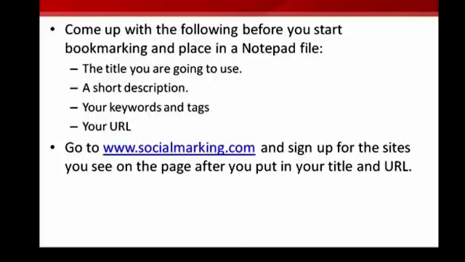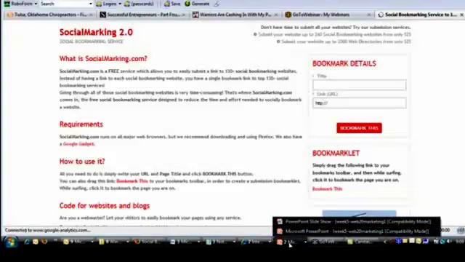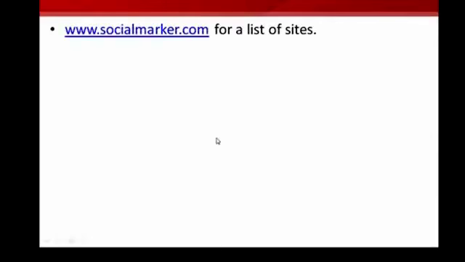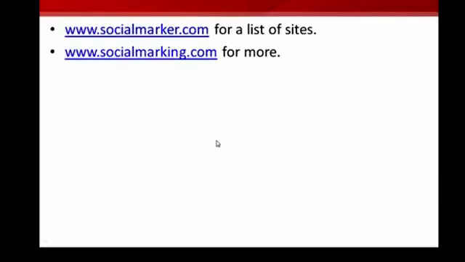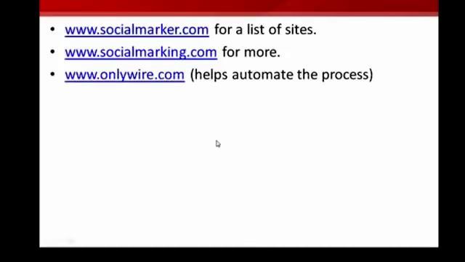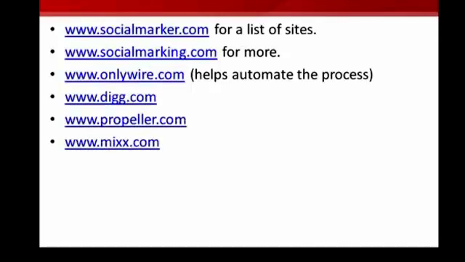So one thing, as far as preparation goes, is you want to go over to socialmarketing.com and sign up for the sites you see on the page after you put in your title and URL. I'm going to show you how that works in a moment. But let me jump back here and show you another site. Socialmarker.com has another list of sites, and Social Marketing, like I said, has more. And then onlywire.com has a list of sites, but it also helps you automate the process. And then here's another couple of social bookmarking sites to consider. I'm going to come back to this slide, so don't worry about writing this too fast.